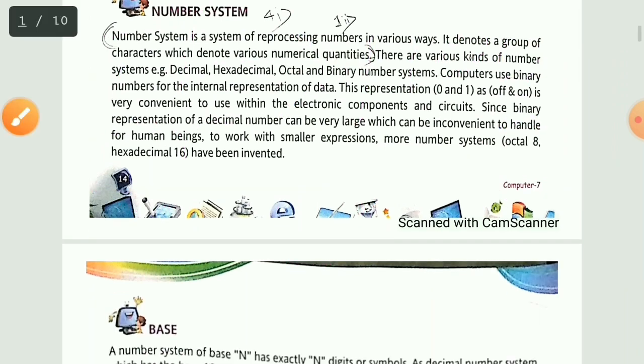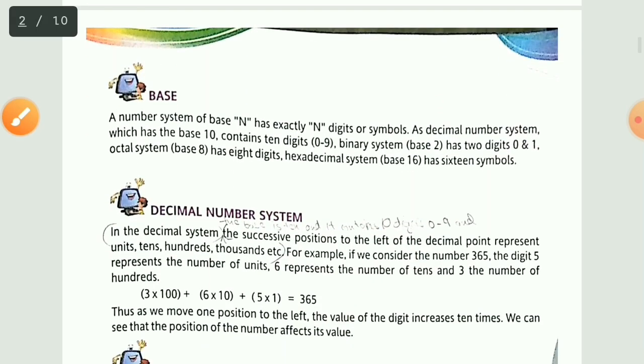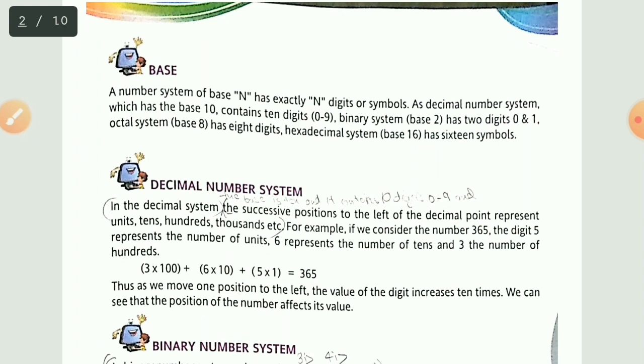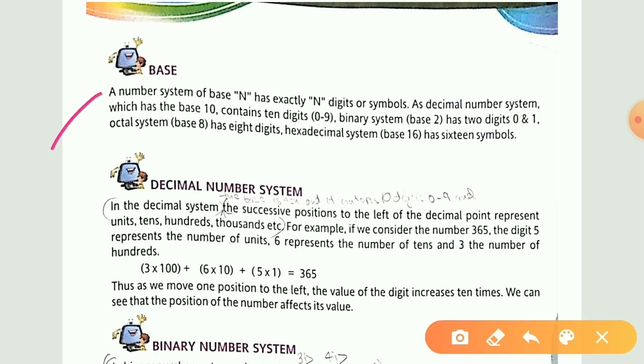Okay, now see the next topic on page number 15. At the very top you have base. Regarding the base we have already studied. In any number system, how many digits you are holding, that is basically the base. The number system of base n has exactly n digits or symbols. If it has a base n, then that number system contains that many digits only.